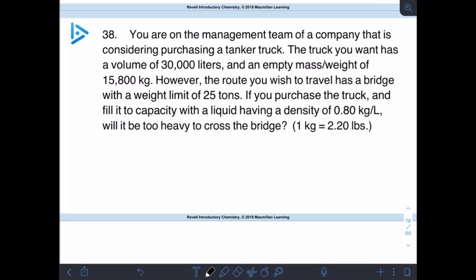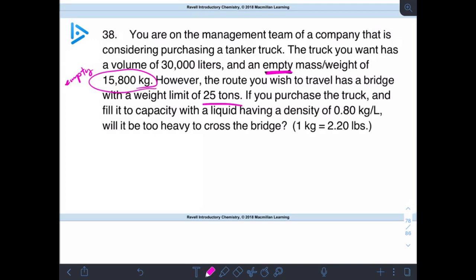Now, the truck you have has a volume of 30,000 liters. And empty, the truck by itself, let me change to a more vibrant color here. Empty, the truck by itself has a weight of 15,800 kilograms. Okay, that's the truck by itself, empty. All right, now the route that we wish to travel, there's a bridge that has a weight limit of 25 tons.